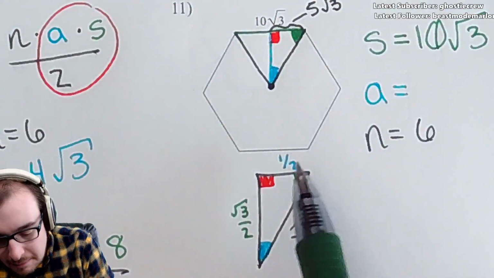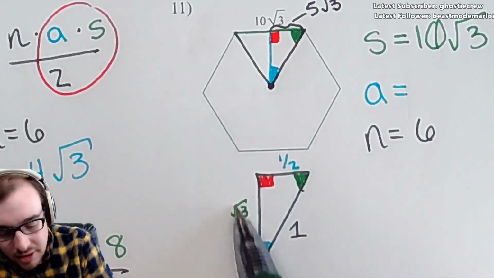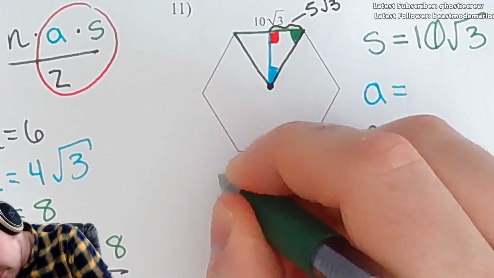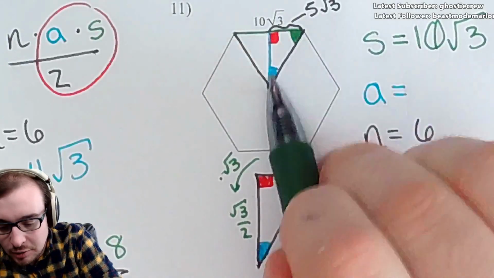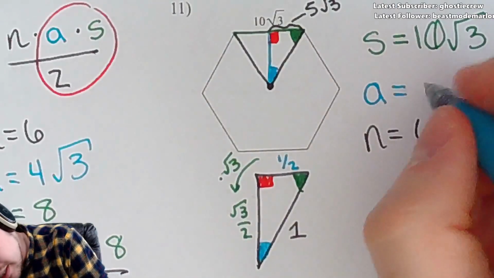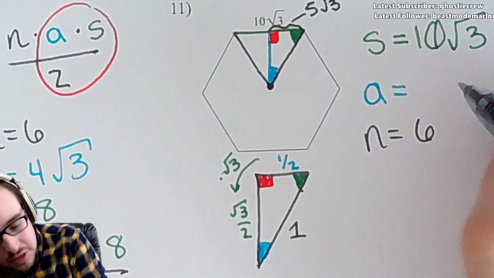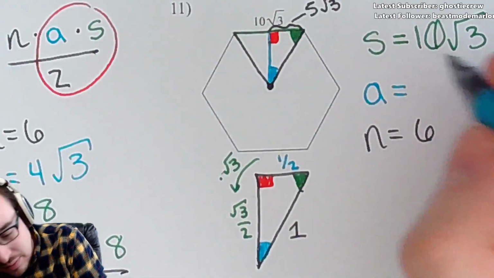Well, remember, to get from here to here, we multiply by root 3. So if this is 5 root 3, we multiply by root 3 to get this guy. Well, that's 5 times root 3 times root 3, which is 5 times root 3 squared, which is 5 times 9, which is 45.